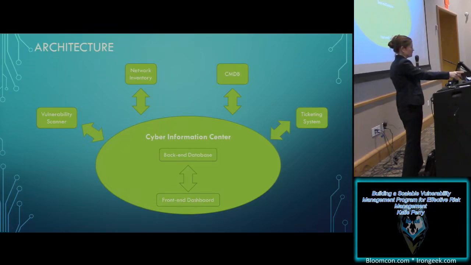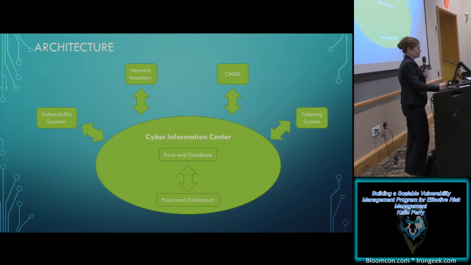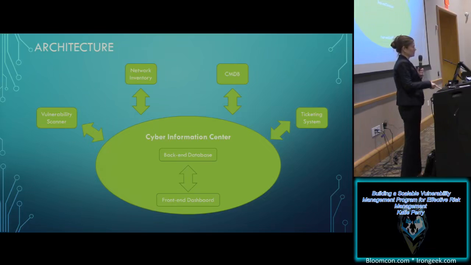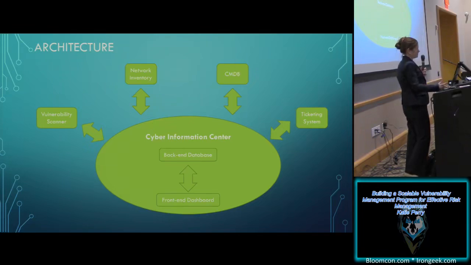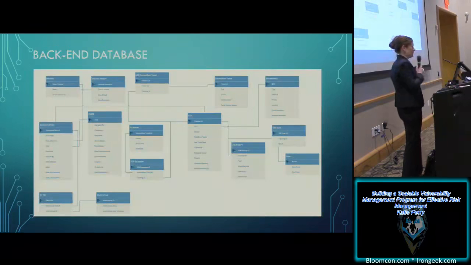So we have the vulnerability scanner, the network inventory, the CMDB, and the ticketing system all talking back and forth to the database. These arrows go both ways because you want to grab all that information from those sources, but you also want your users, when I was talking about workflow, to go into the front-end dashboard and, for example, update something in the ticket. They fixed the vulnerability and want to close it, or they want to re-kick off a scan to make sure that their remediation worked. So they click a button, and that tells the vulnerability scanner to kick off another scan and let me know if it worked.